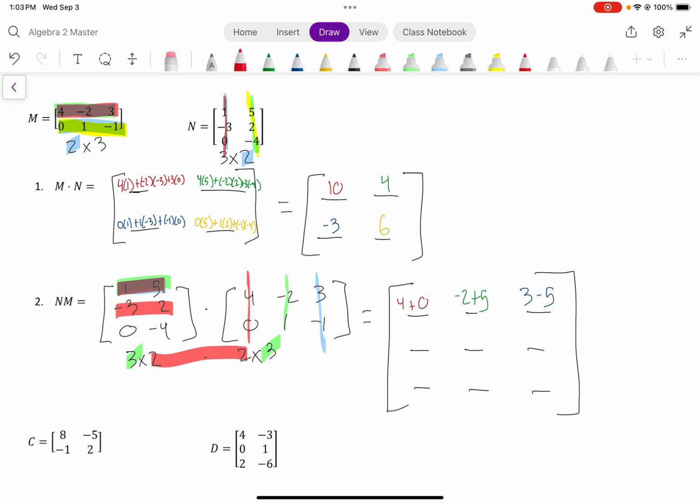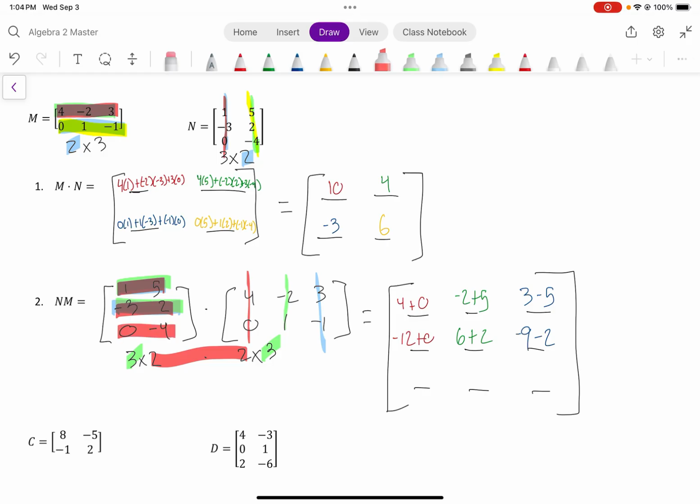Now I start over in row 2. Row 2 times column 1 is a -12 plus 0. Row 2 times column 2. I'm trying to keep column 1, 2, and 3 the same color. Row 2 times column 2. -3 times -2 is positive 6. Plus 2 times 1 is plus 2. And then row 2 times column 3. -3 times positive 3 is -9. 2 times -1 is a -2.